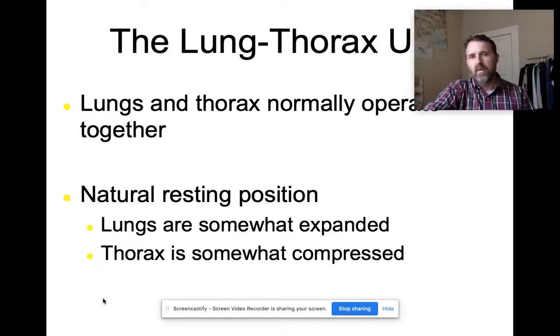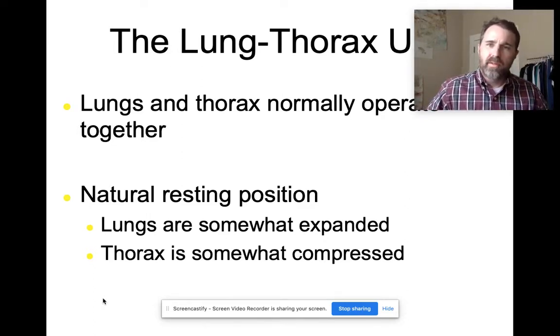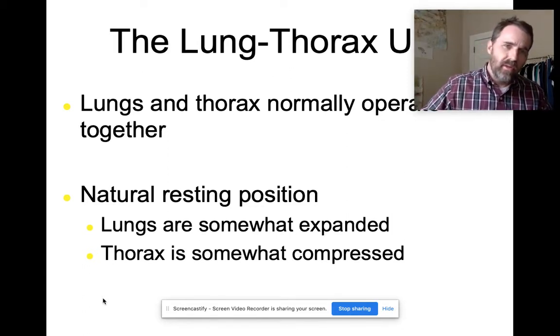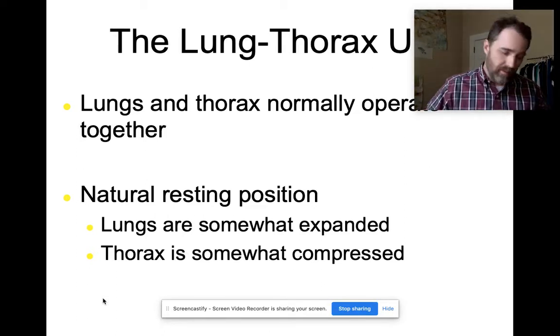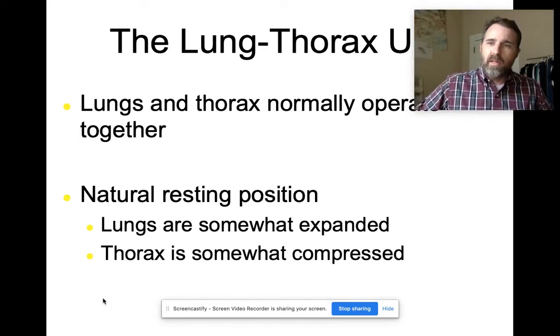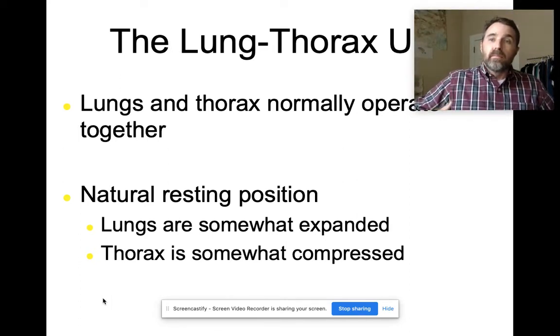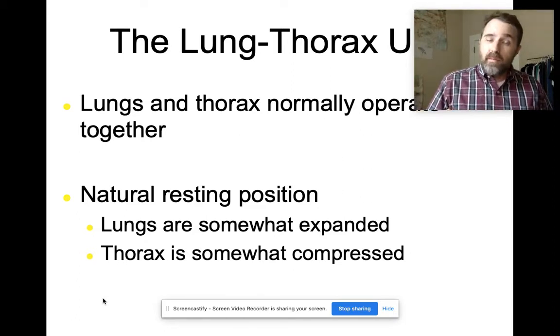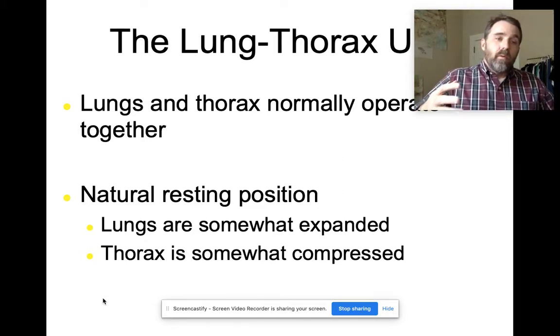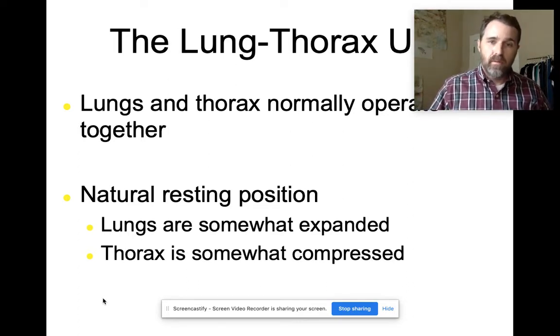All right, so let's move now into how it is that moving the thorax moves the lungs. So we know that the lungs and the thorax generally move in tandem. They move together. So you expand your thorax, you expand your rib cage, your lungs go with it. You relax your rib cage, you relax your thorax, your lungs move with it.